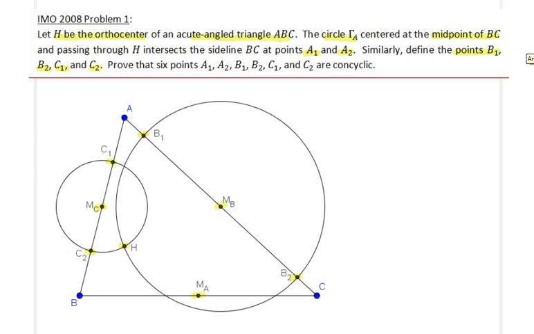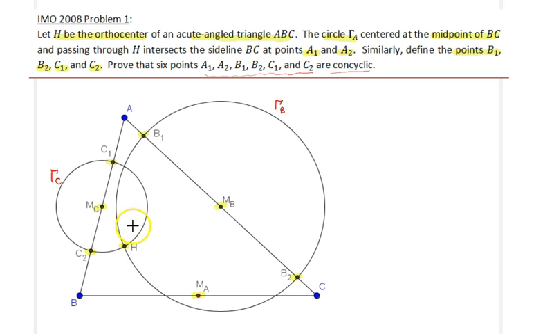Let me also name this circle as gamma C, and this circle here would be called gamma B. I didn't draw gamma A, but you have an idea that gamma A would be centered at point M sub A. So we would like to show that those 6 points are actually concyclic.